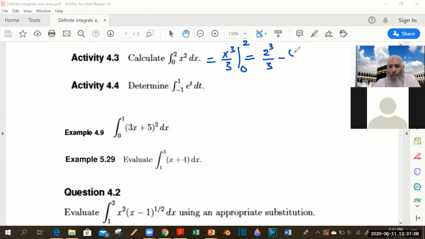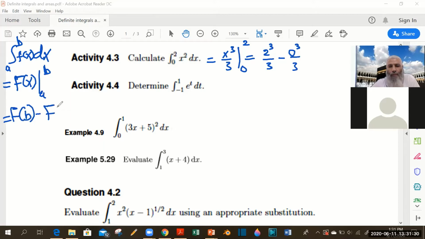Minus. But Ustaz, why minus? How to define minus or plus? It is always minus. We said integration from a to b of f of x dx equals capital F of x from a to b. This means F of b minus F of a. Okay? Yes, always minus.